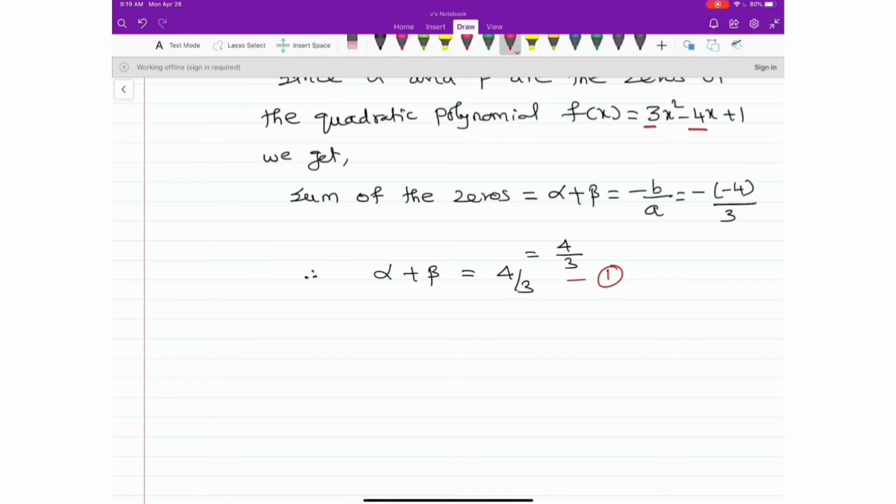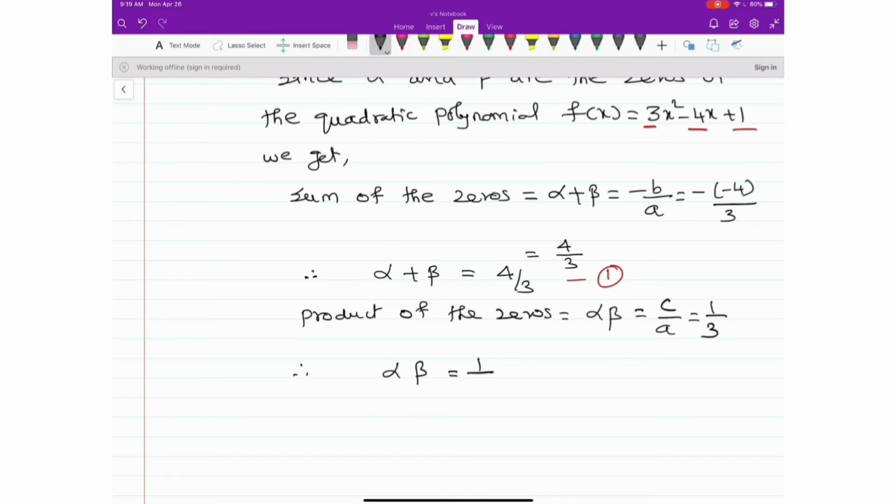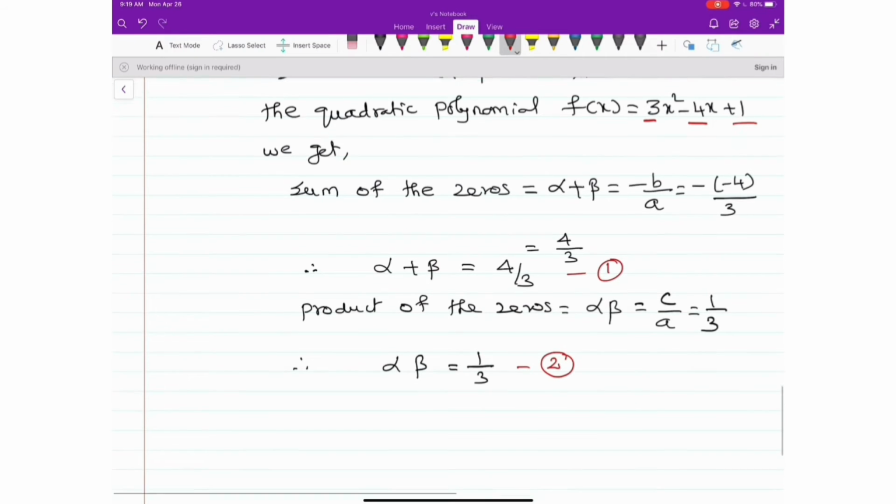What will happen to product of zeros? Product of the zeros is equal to alpha beta, which is c by a, where c is the constant term. If you see the given quadratic polynomial, the constant term is 1 and coefficient of x square is 3. Let me substitute over here 1 by 3. Therefore, alpha beta is equal to 1 by 3. Let me name this as 2.